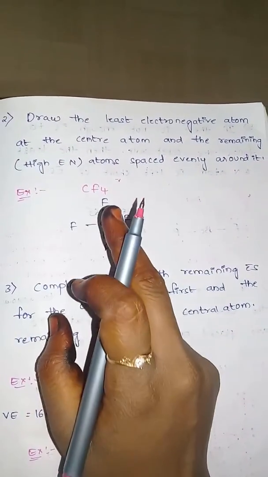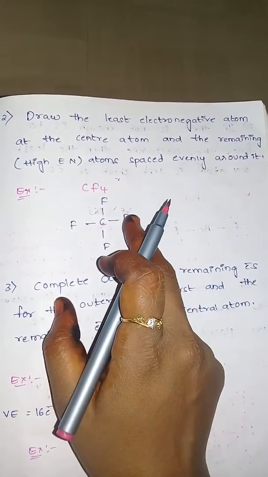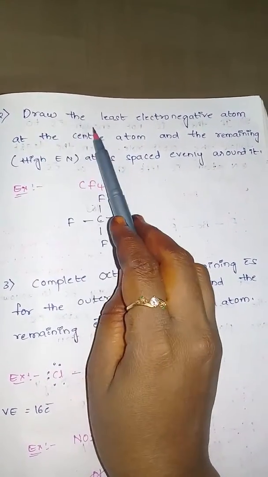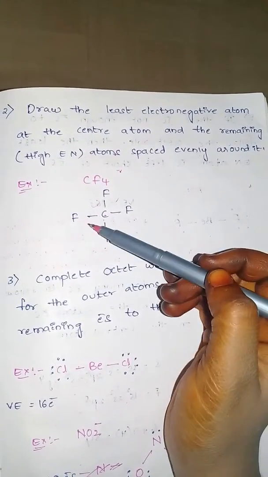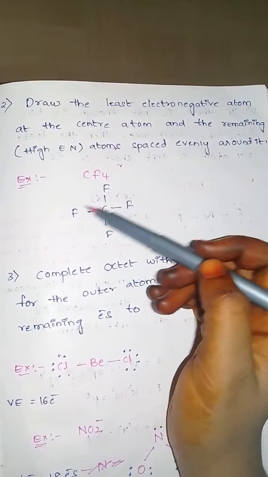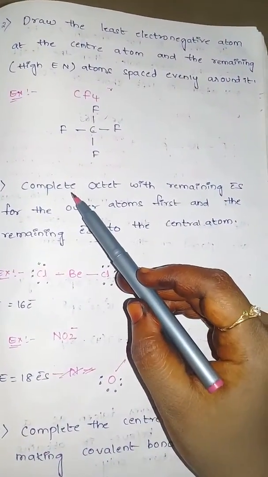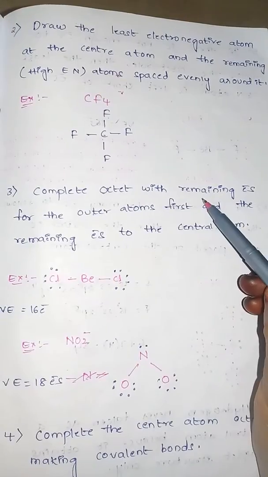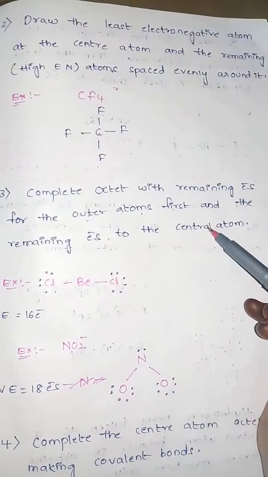The first rule is to count the number of valence electrons, and for ions, the charge must be taken into account. The second rule is the least electronegative atom is taken as the center atom and the remaining atoms are placed around it. And the third rule is to complete the octet with remaining electrons for the outer atoms first and then the remaining electrons to the central atom.